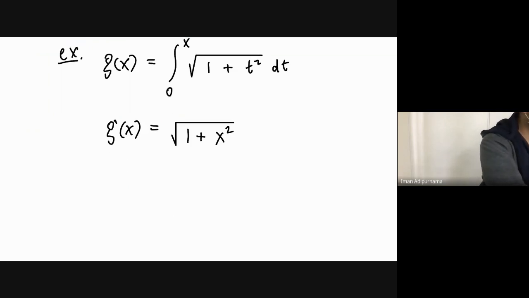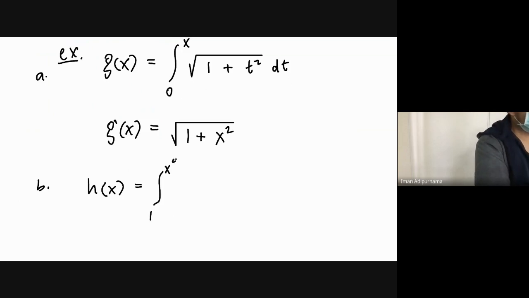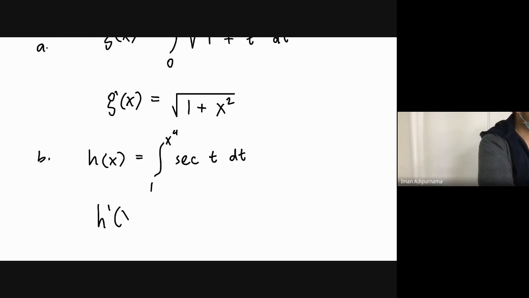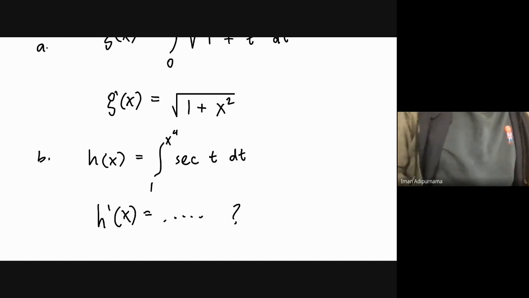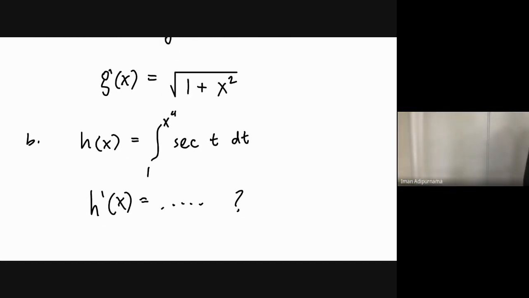Now what will happen if, let's say, a, b. If you have g of x, or let me write it differently, h of x, from 1 to x to the power of 4 of secant t dt. What is h prime of x? Any idea? Secant x to the power of 4, and then dx.